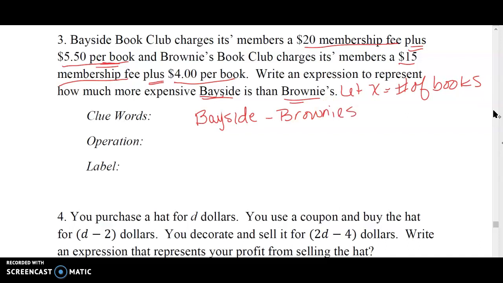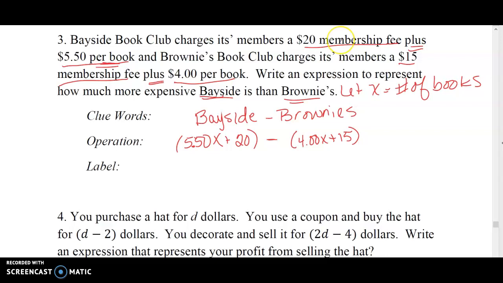Okay, so when you look at this, Bayside, it says $20 membership fee plus $5.50 per book. So $5.50 per book, we don't know how many books, plus a $20 membership fee. Then Brownies is going to be $15 membership fee plus $4 per book. So $4 per book plus that $15 membership fee. And it says it wants you to take the difference between the two. So now we're going to subtract Bayside minus Brownies.